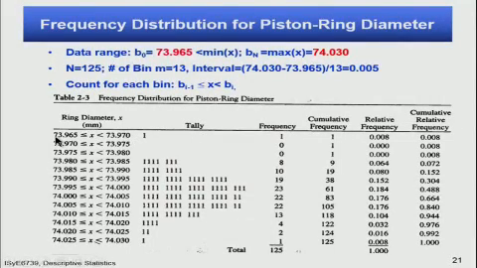The first interval, the lower bound is 73.965. The upper bound is 73.970. And then so on and so forth. We have 13 intervals here. And we count the number of observations that belong to this interval. Very easy. So that's the frequency.